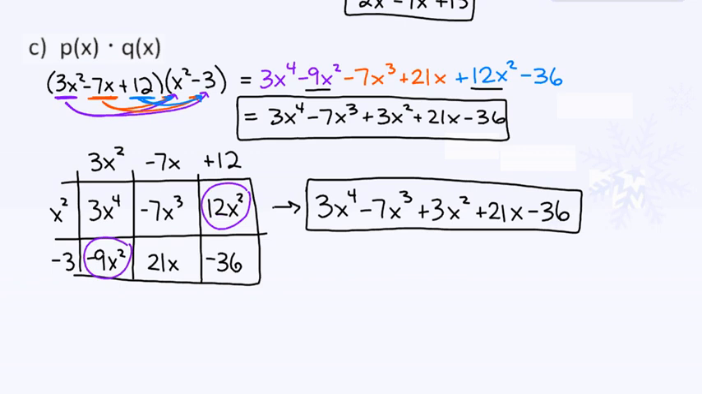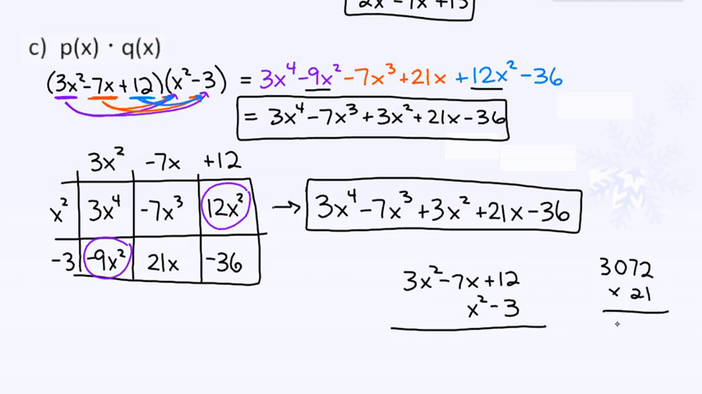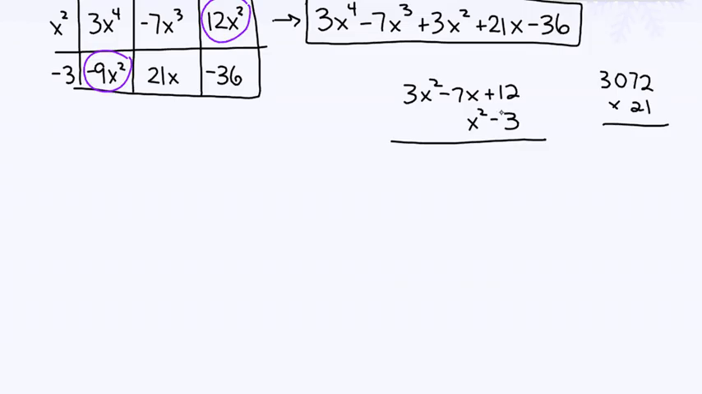So we could do something like 3x squared minus 7x plus 12 on the top row, and x squared minus 3 on the bottom row, and then multiply, kind of like you would multiply if you had numbers like 3,072 multiplied by 21. You might write it out like that. And then what you could do from there is take the first number, negative 3, multiply it by all three of the things on top. So negative 3 times 12, negative 3 times negative 7x, and negative 3 times 3x squared. That gives you one row.